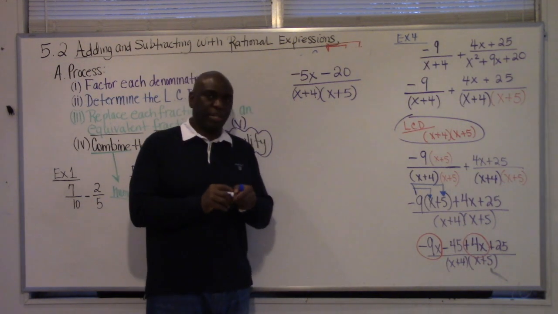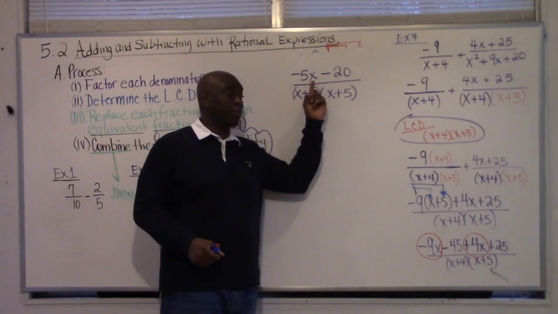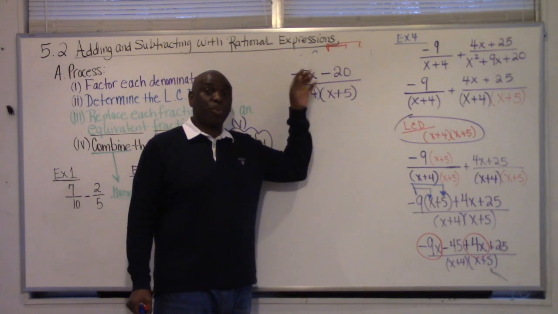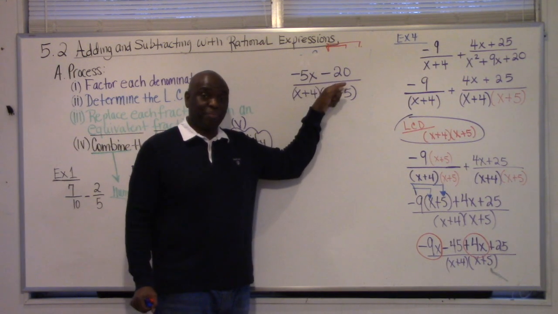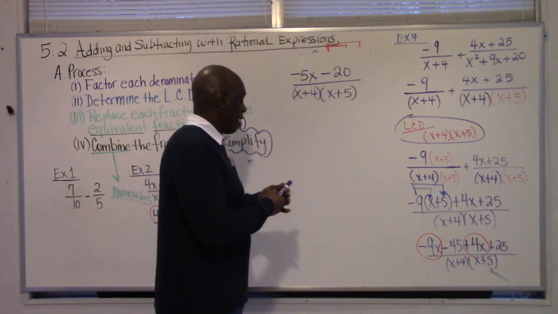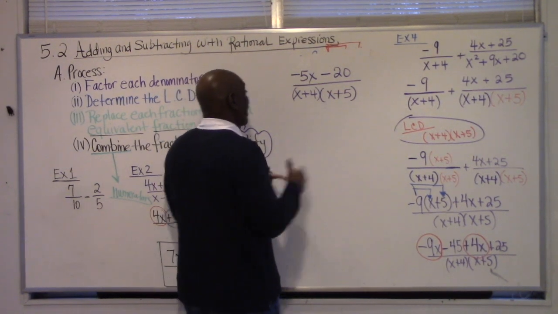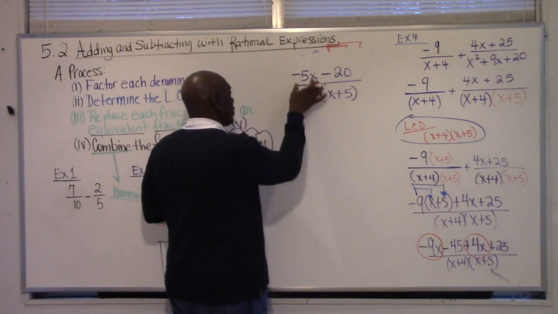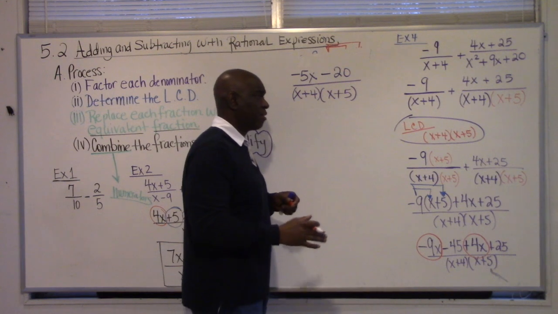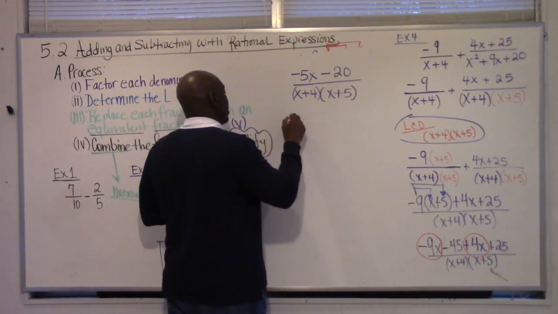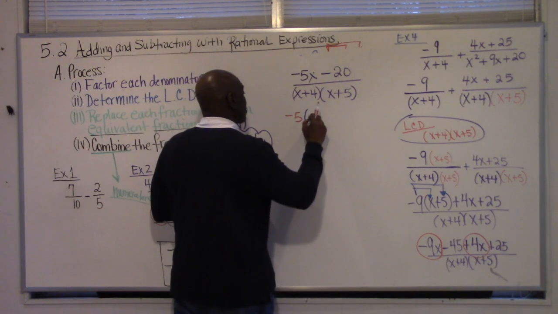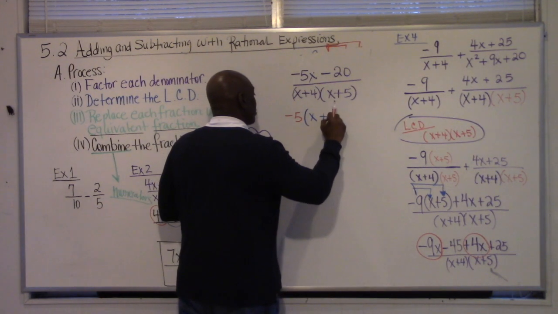Now at this stage, be very careful, because there's something that you can do to the numerator. There's a greatest common factor in the numerator. In this case, we can divide each term by -5. If I divide each term by -5, that's the same as taking out a -5 times x plus 4.